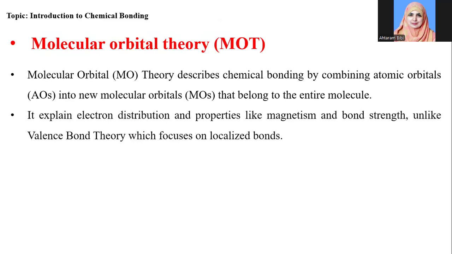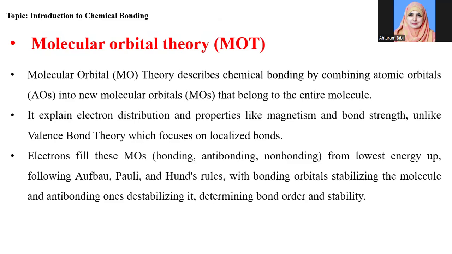In the last lecture, we discussed the valence bond theory, which does not explain the magnetic properties of various molecules. So molecular orbital theory also explains the magnetism and the bond order, or the bond strength, of a molecule. Unlike valence bond theory, which focuses on the localized bonds, that is sigma bond and pi bond, the electrons fill these molecular orbitals.